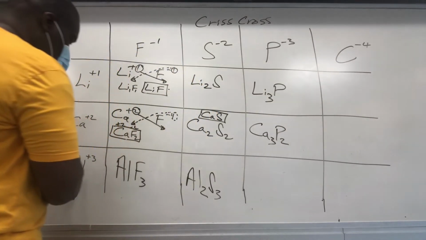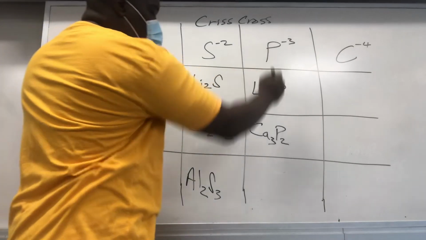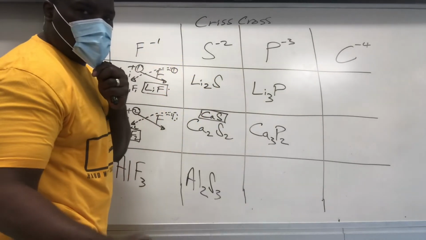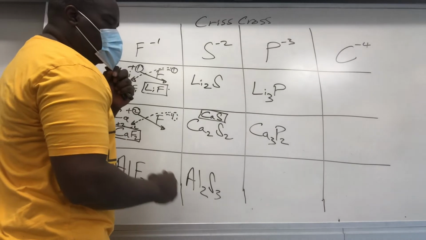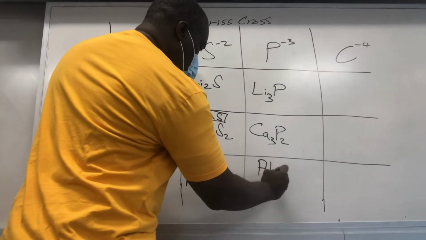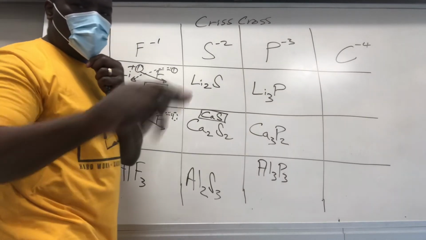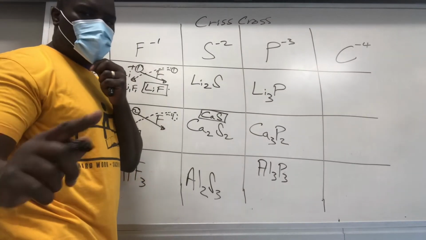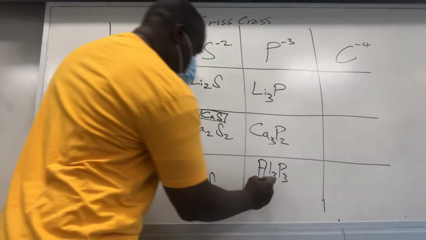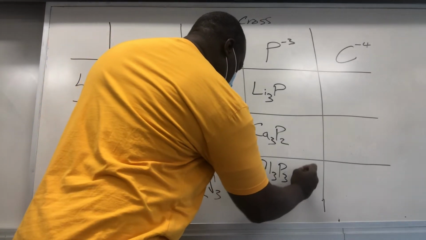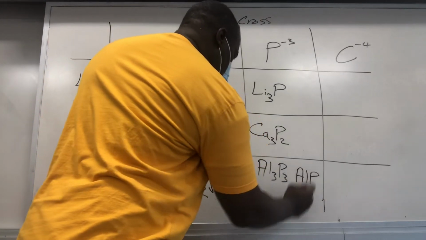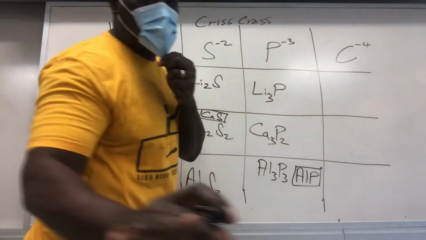Moving on. Al and P right here. Al is plus 3. P is minus 3. So you're going to get what? Al3P3, right? Do you leave it like that? No, you don't. You got to reduce, you got to simplify, yes? So you're going to get what as a final answer? AlP, all right? AlP. That's not the name, by the way.